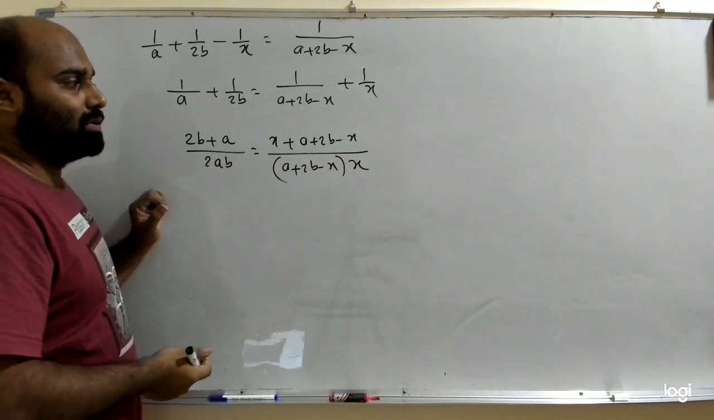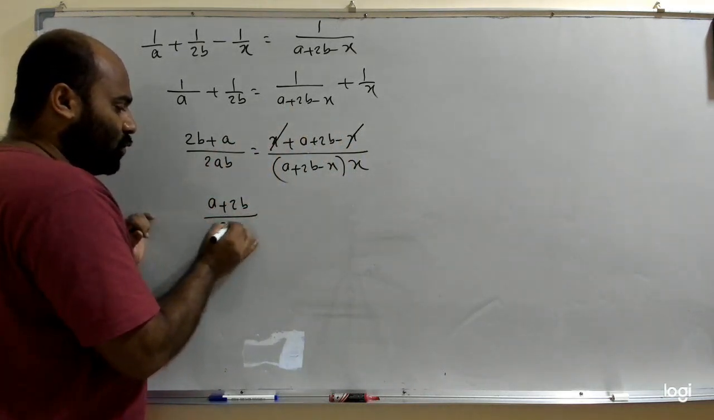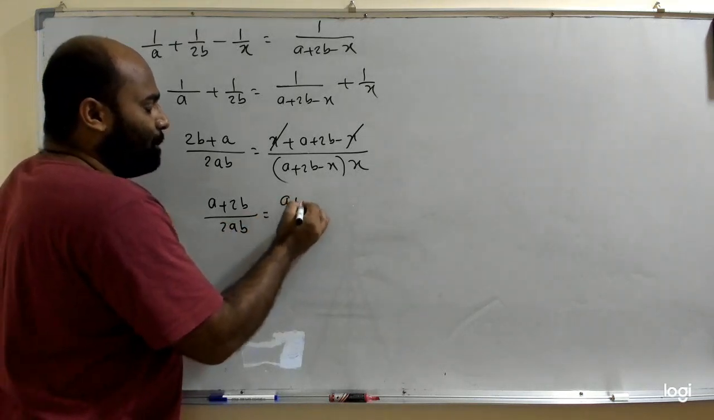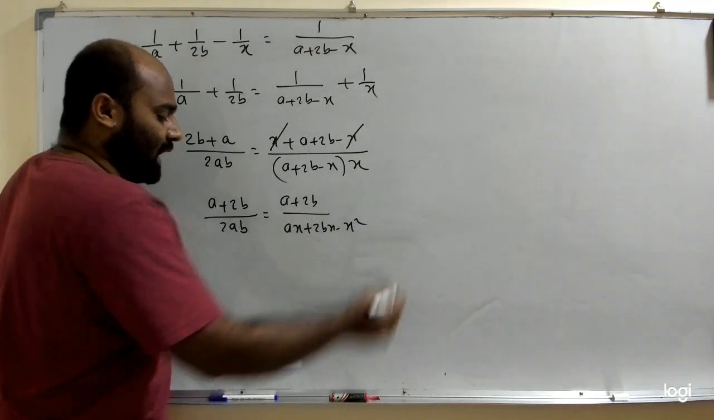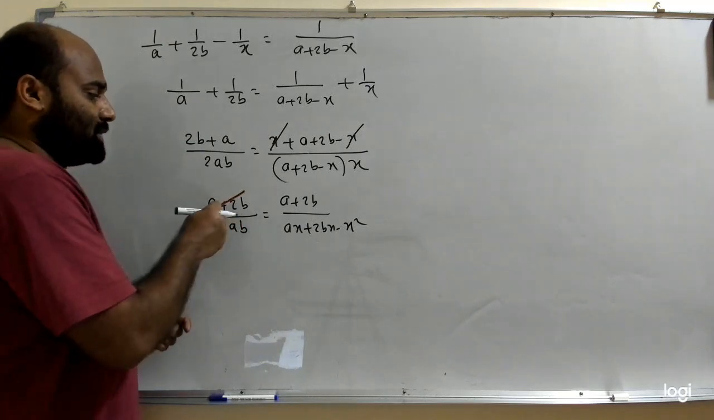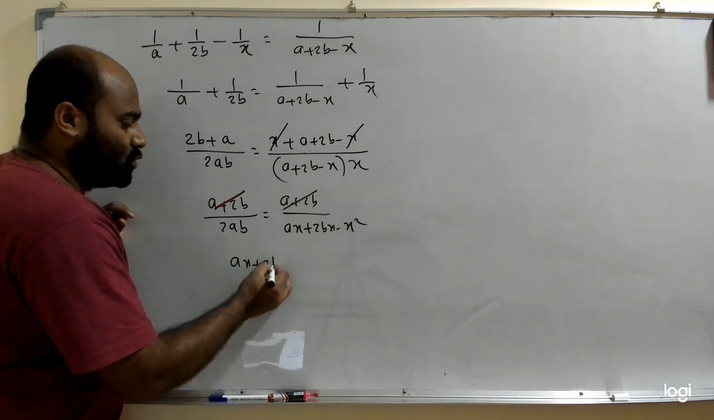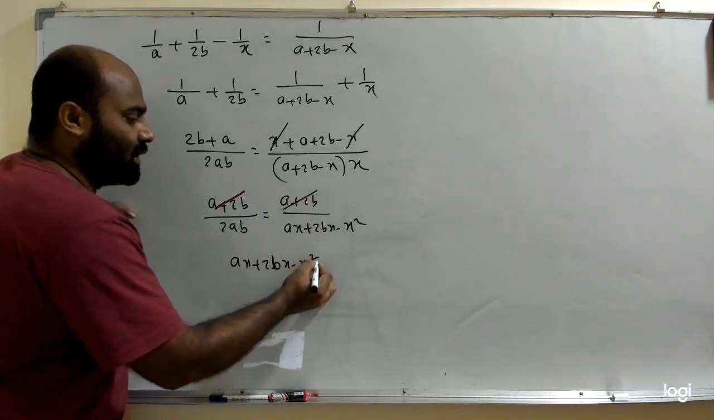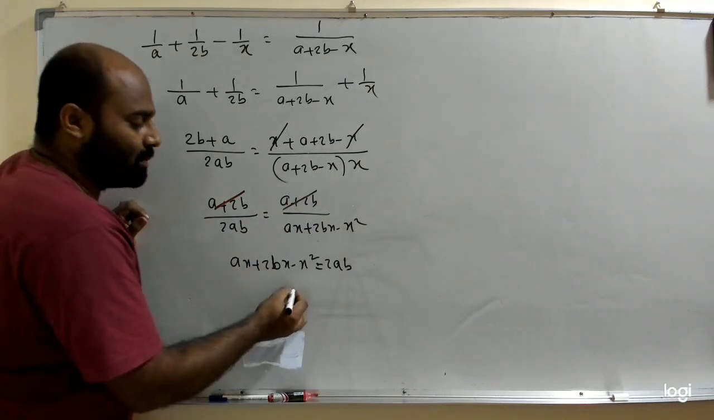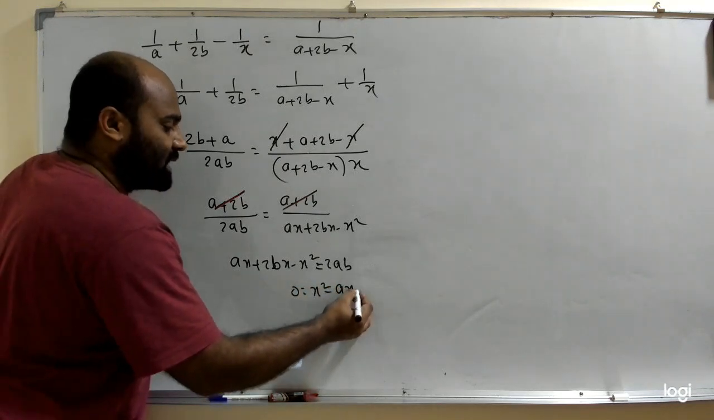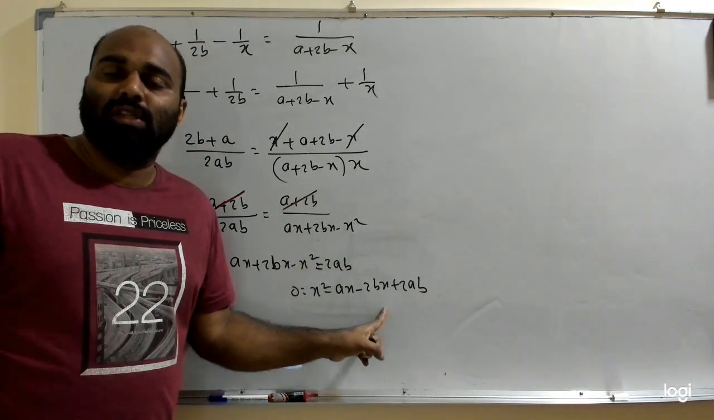I hope you understood it. Here x and x we can cut. (a + 2b)/2ab equals (a + 2b)/(open the bracket) ax + 2bx − x². You can cut a + 2b and a + 2b. Now cross multiplication: ax + 2bx − x² equals 2ab. Now completely transpose to the other side to get x² as a positive term. So x² − ax − 2bx + 2ab, this one. Plus 2ab is already after the equal sign only.